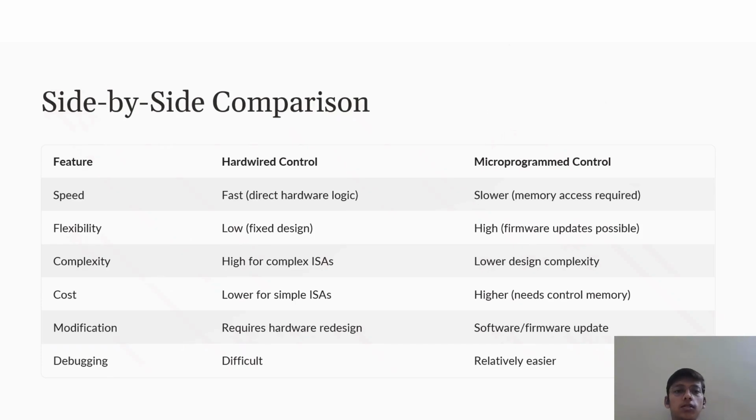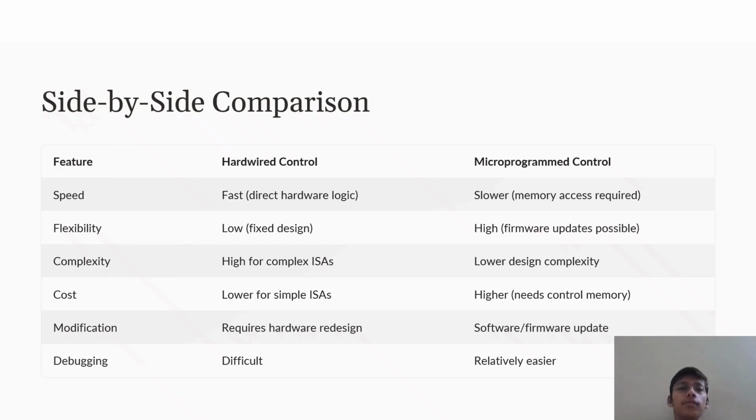So now let's do a side by side comparison. Speed is higher in hardware control and lower in microprogram control. Flexibility is low in hardware control, and microprogram control flexibility is high. Complexity is lower in microprogram control, and hardware control unit complexity is very high. Let's talk about cost.